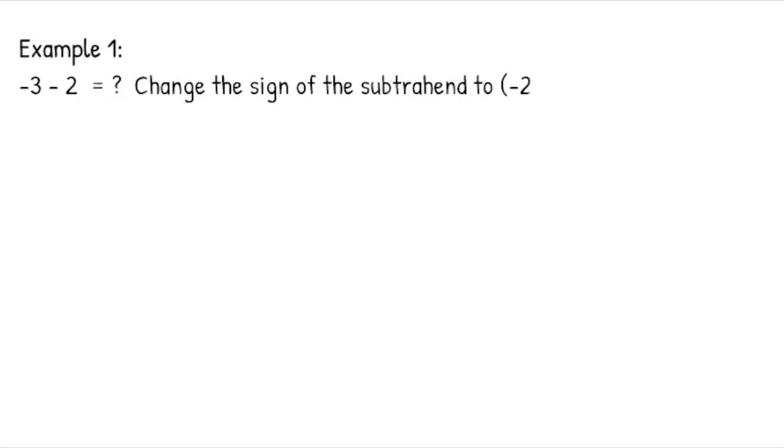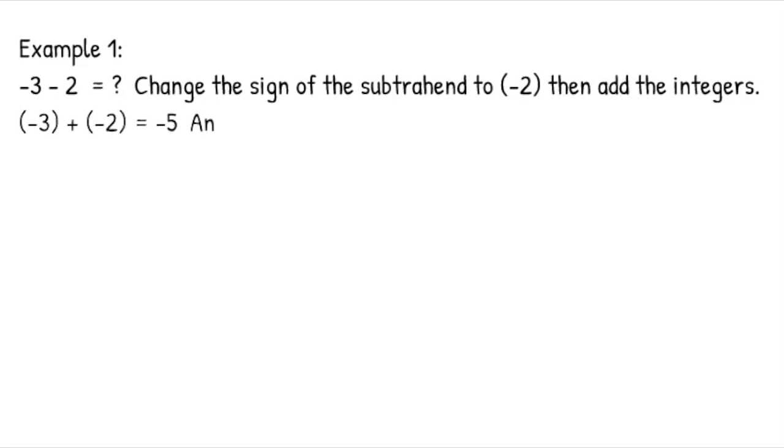Then do the same procedure for addition of integers. Hence, the expression will become negative 3 plus negative 2. Both integers have the negative signs, therefore add 3 and 2 and copy the negative sign. The answer then is negative 5.